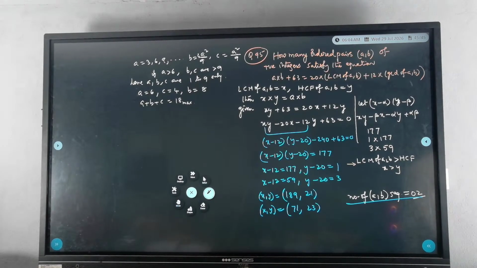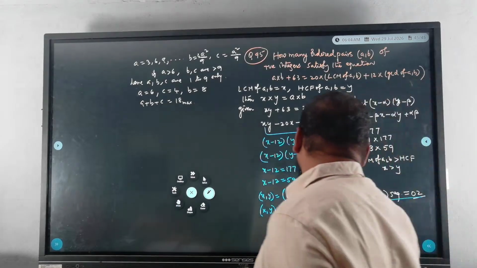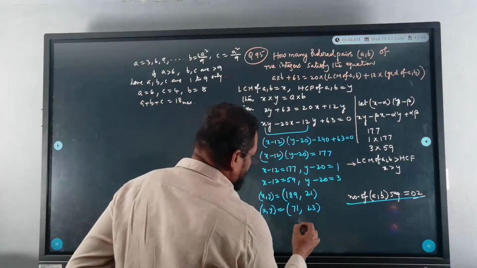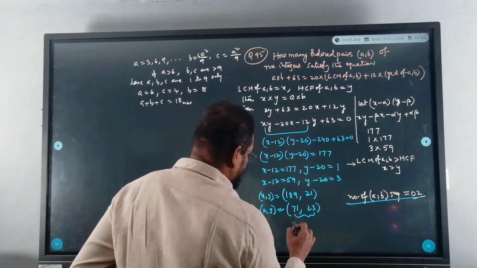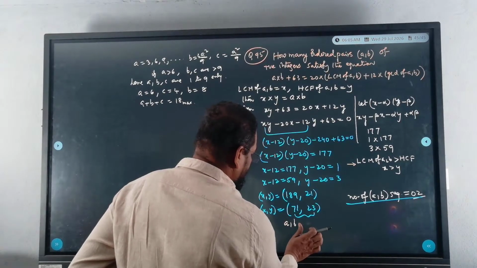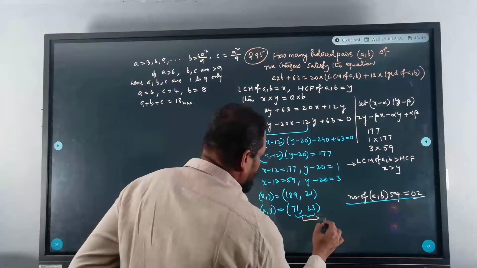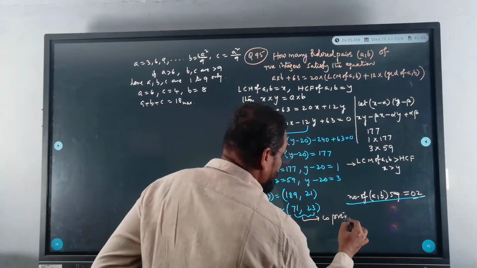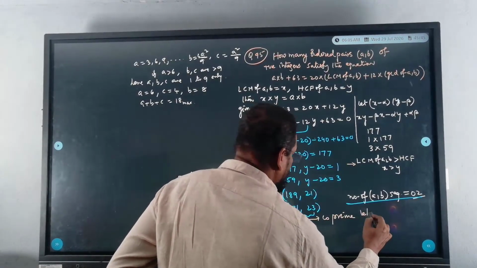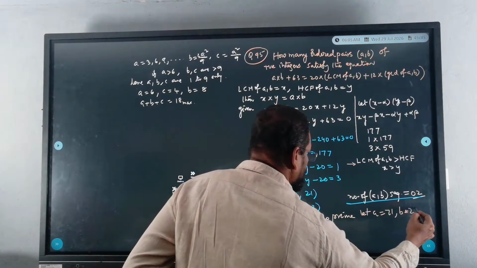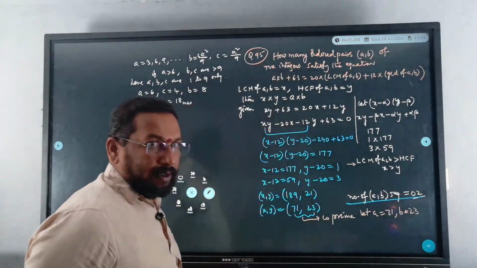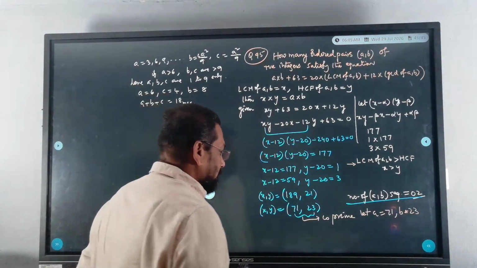Okay, we found the HCF and LCM. See, in this case, we can find only one pair. HCF and LCM is one pair only, A comma B. Here, these two are co-prime. So let A be equal to 71, B be equal to 23, or A is equal to 23 or B is equal to 71.